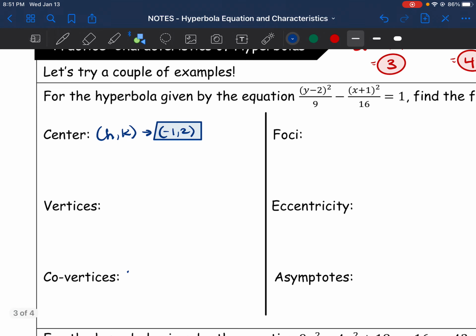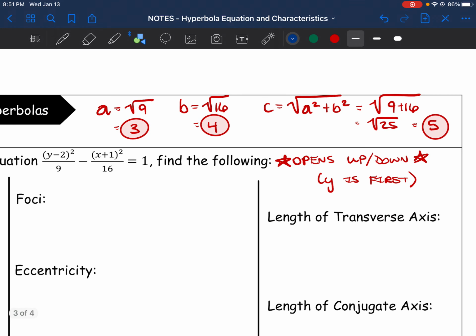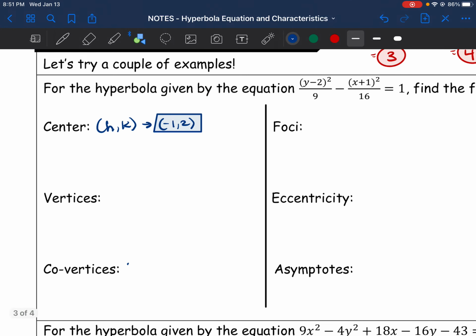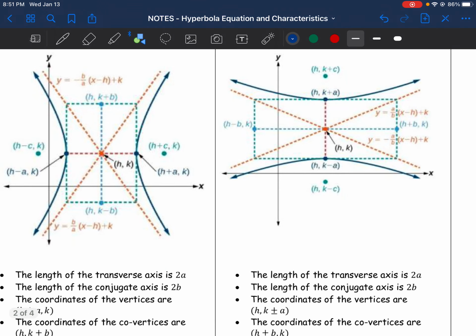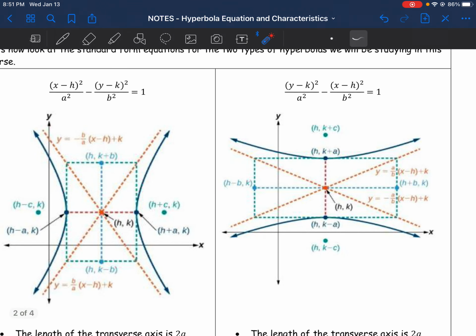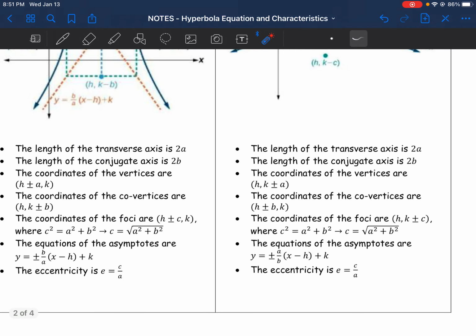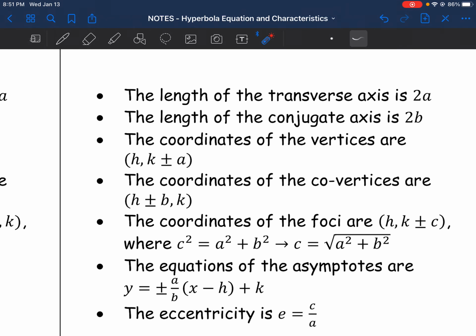Now let's look at the vertices. So we've already identified that this is a hyperbola that opens up and down. Let's look at the equation for up and down and all the different formulas. So here we go. We can see this hyperbola opens up and down. We want to find the vertices, so we come down here to this section, and the coordinates of the vertices are h, comma, k plus or minus a.